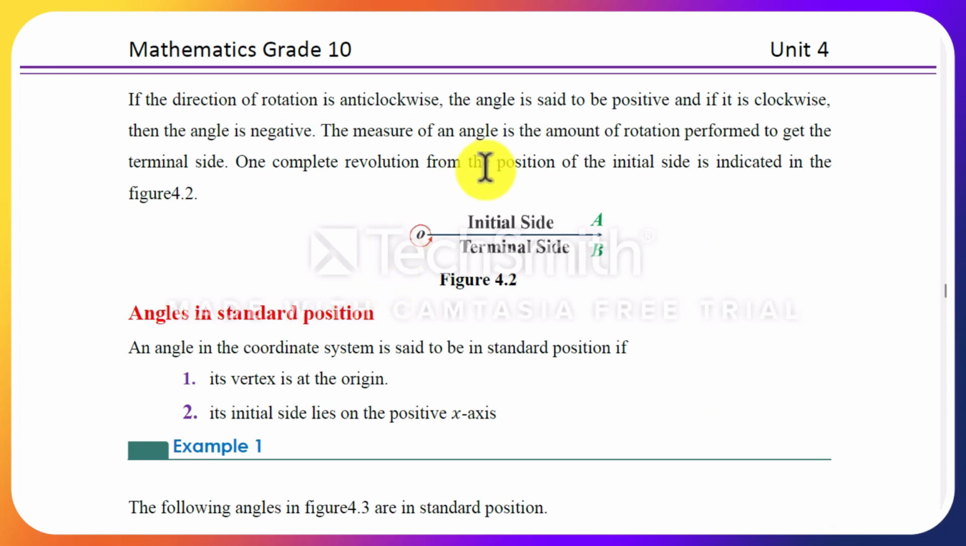The other one, the measure of an angle is the amount of rotation performed to get the terminal side.